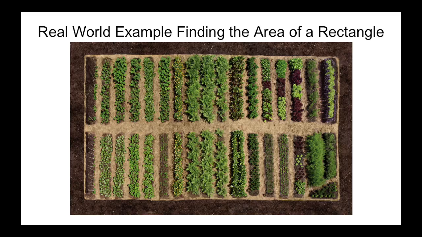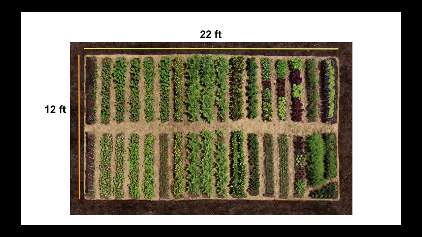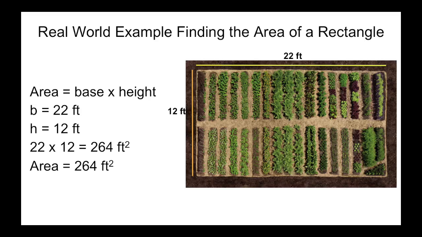Here is a real-world example of finding the area of a rectangle. First, we have to measure out the length and the width of the garden bed. We can pretend for now and tell you that the garden bed is 22 feet by 12 feet. Now that we know the measurements of the base and the height of the garden bed, we can use these numbers to find the area.